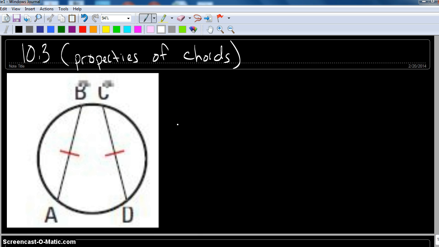So we have a circle and we have 2 chords. If you don't remember what a chord is, it's a line segment that touches the circle twice. Here and there. Here and there. So we have 2 chords here, BA and CD. Well, the property is if CD is equal to AB, then arc AB is congruent to arc CD.